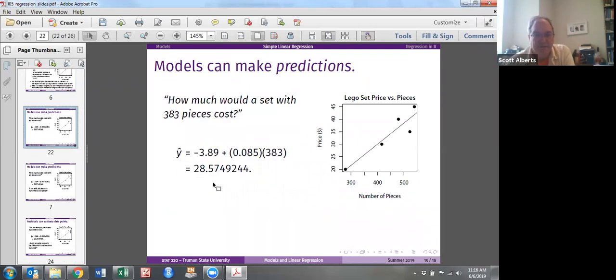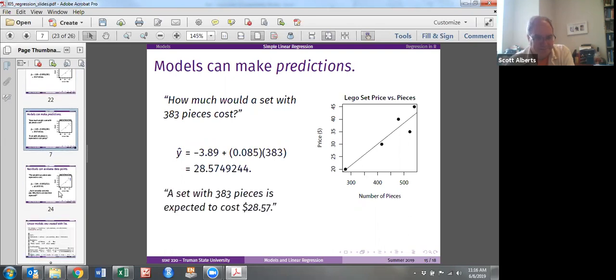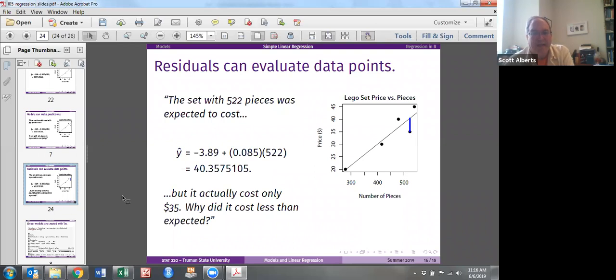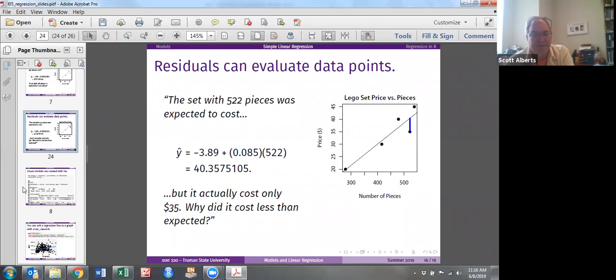So here's the equation of the line that was calculated. We got the mean. And we can plug in new numbers. So if someone came along and said, how much would a new piece with 383 pieces cost? He comes along and he predicts it would cost $28.57. And in fact, you know, these residuals are going to be important, and we'll talk about ways to analyze them a little bit later.